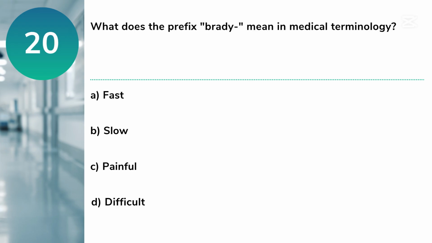Question 20. What does the prefix Brady- mean in medical terminology? A. Fast. B. Slow. C. Painful. D. Difficult.